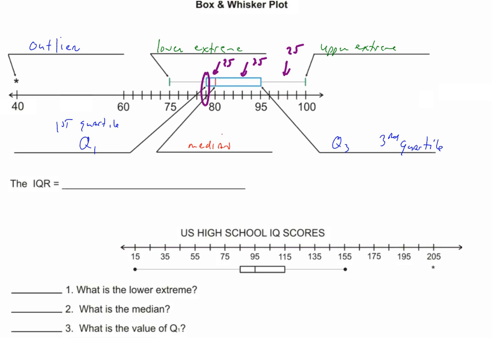You guys remember how to do the interquartile range? It's the range of the box. 95 minus 79. This is box range. And therefore it would be a 16. Interquartile range, the range of the box.